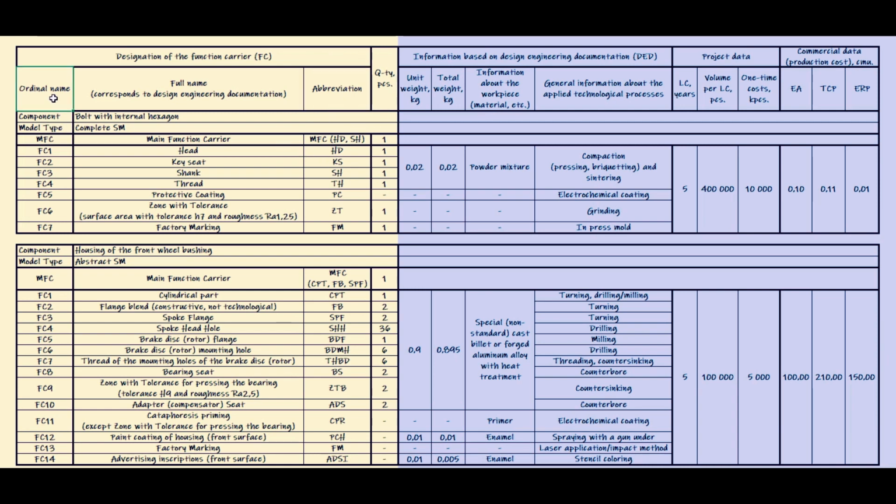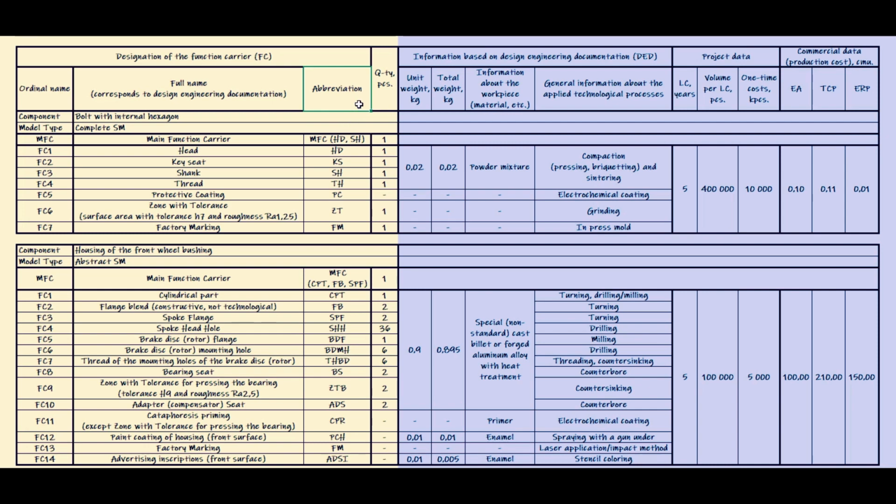The ordinal name is used in value design engineering, as well as in the formation of working reports and in the conduct of value analysis. The full name corresponds to the designation in the design documentation and is necessary for the informational correspondence of working materials of the value analysis and the design documentation.